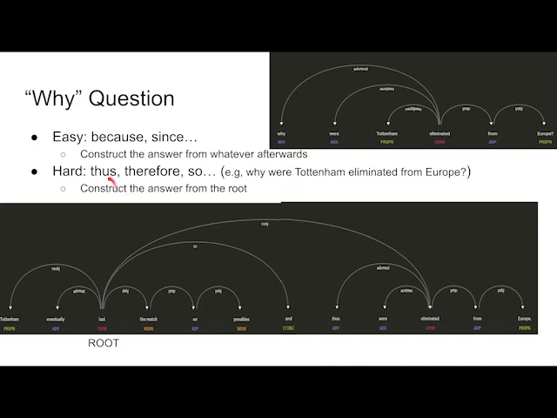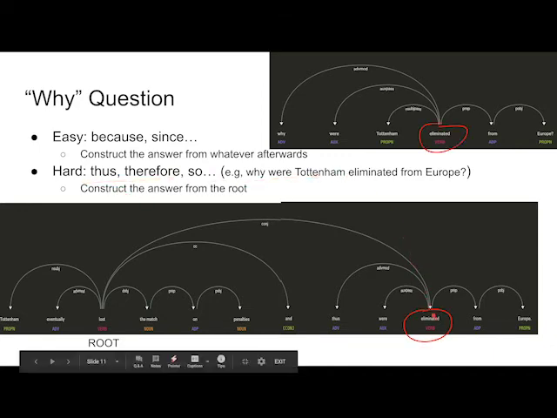If the candidate sentence contains phrases like thus, therefore, and so, our system will look for its dependency parents. Usually this will be the real root of the sentence, and construct the answer from the dependency children of the root.